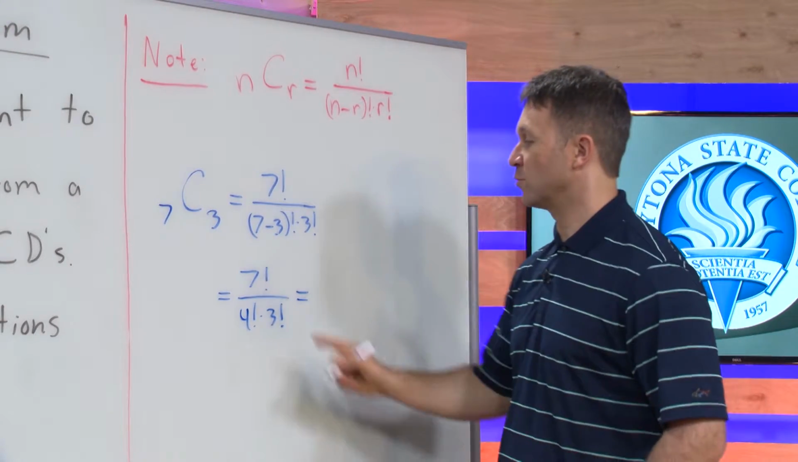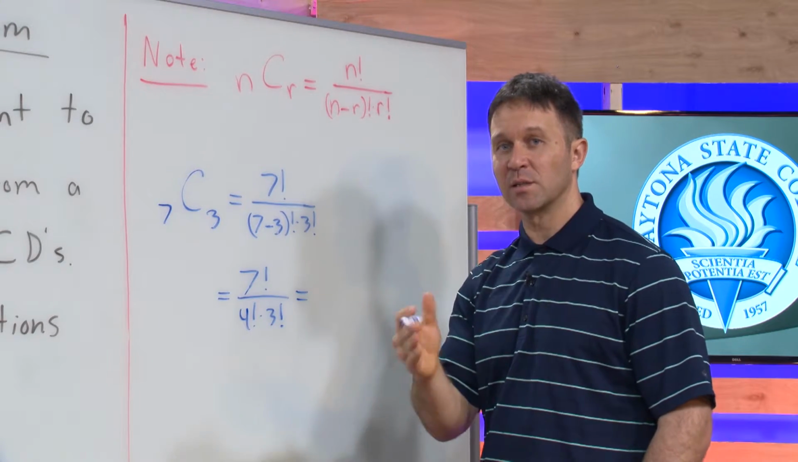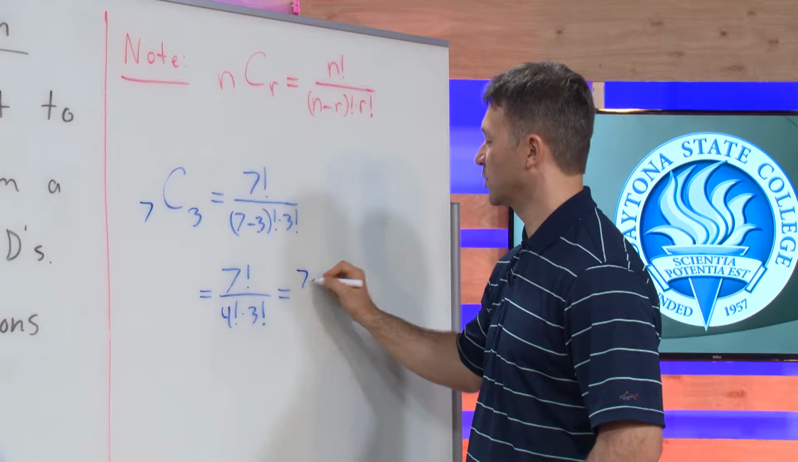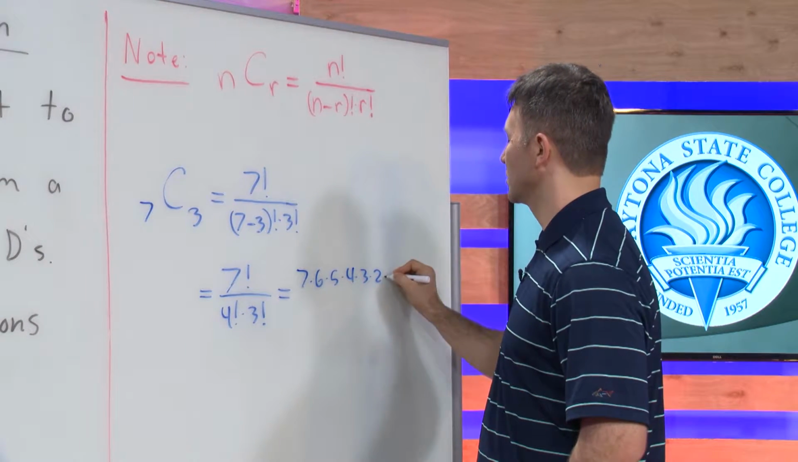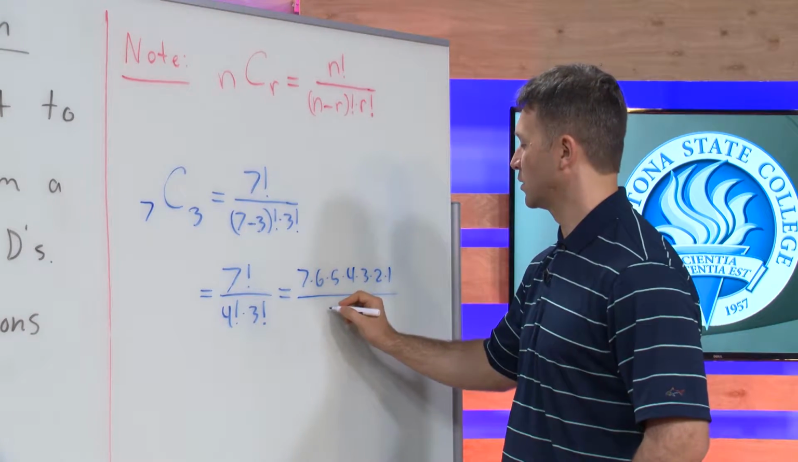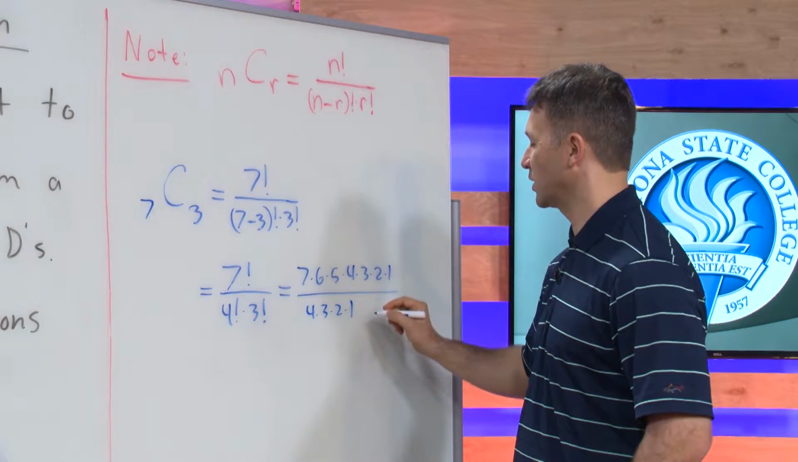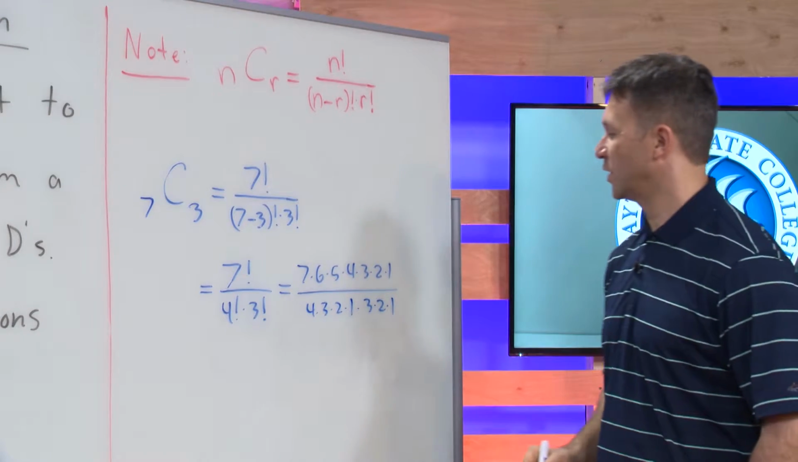Okay, now I want to remind you what a factorial is. 7 factorial means 7 times 6 times 5 times 4 times 3 times 2 times 1. So that's going to be 7 times 6 times 5 times 4 times 3 times 2 times 1. And 4 factorial is going to be 4 times 3 times 2 times 1. And 3 factorial is 3 times 2 times 1.